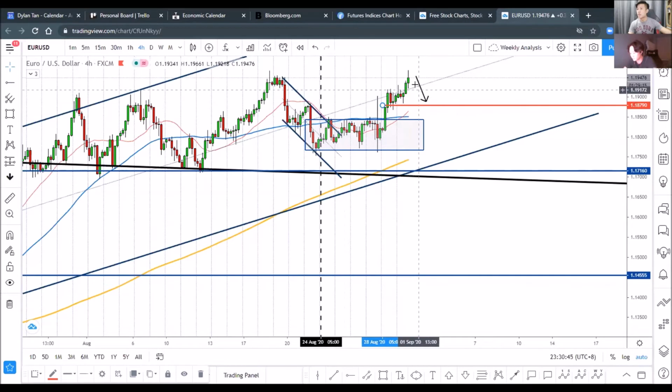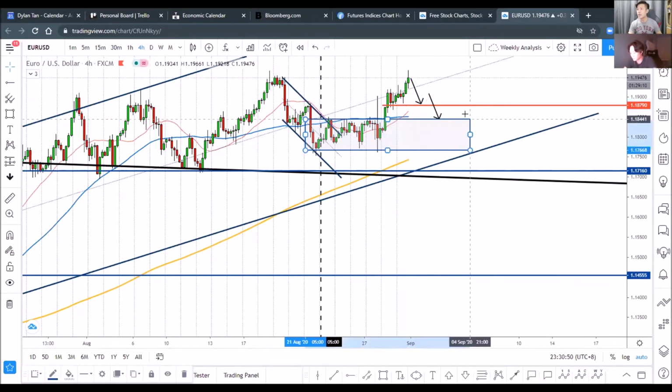But of course, if it pulls back even further, then definitely we'll look back again at the breakout point of this small little range right here, price of 1.1845.